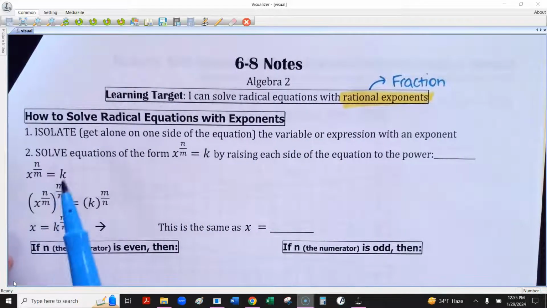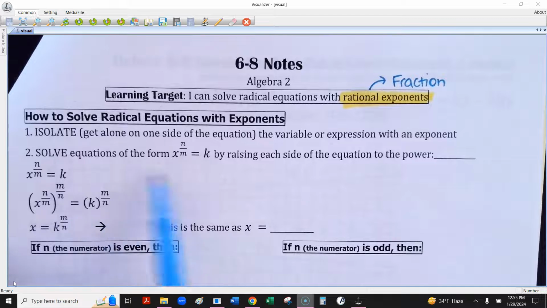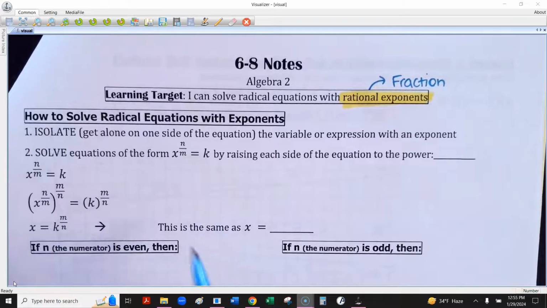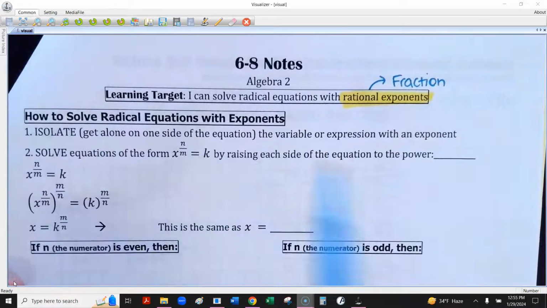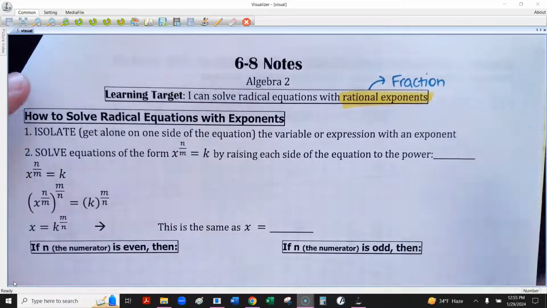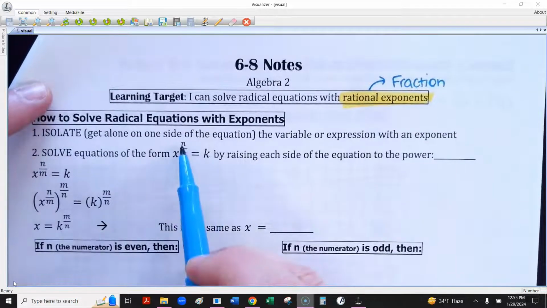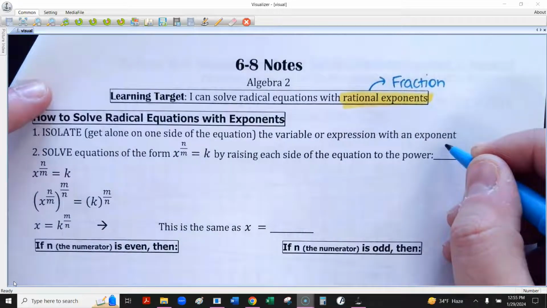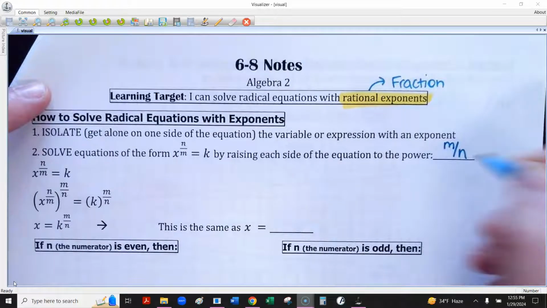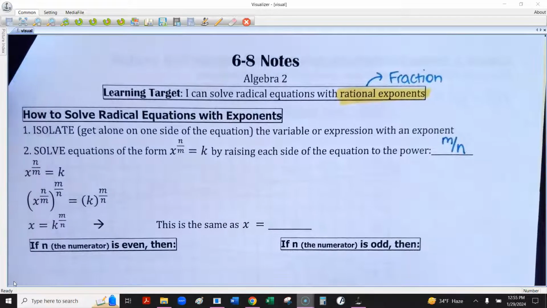Okay, now to actually solve it, this is a little bit different. It's going to use some exponent properties. So here's my format. This says x to the n over m power equals k, some number. What you're going to do is raise each side to the power of the reciprocal. So if my fraction here is n over m, then we're going to raise both sides to the m over n power.